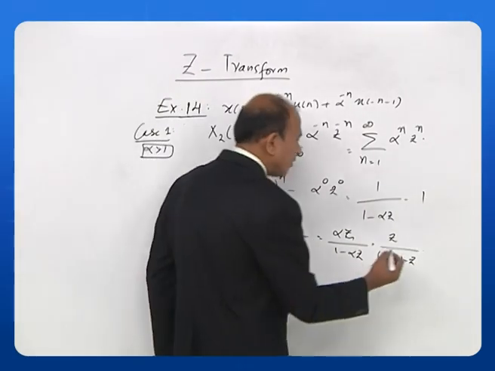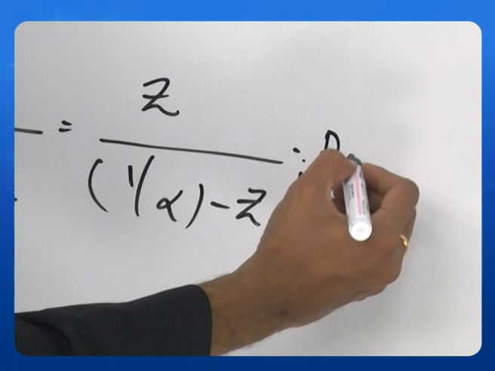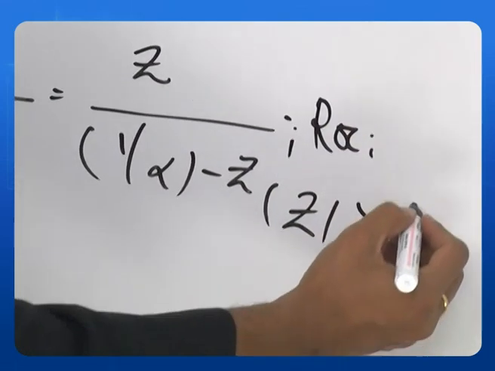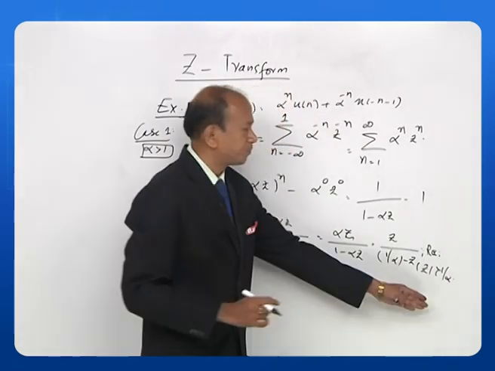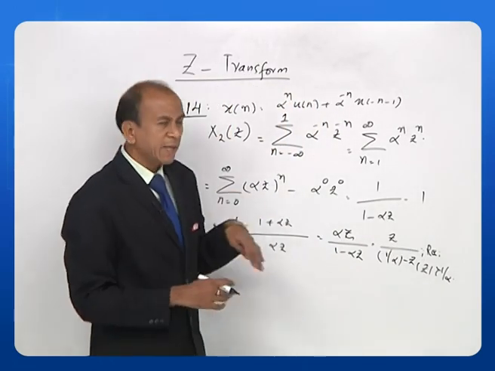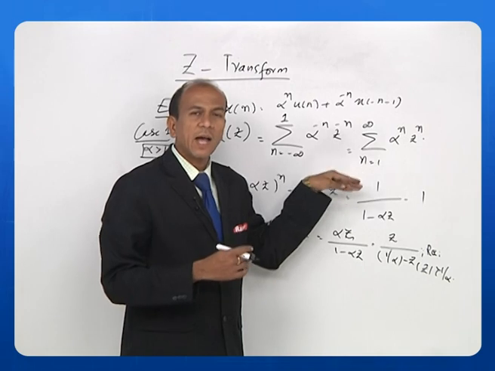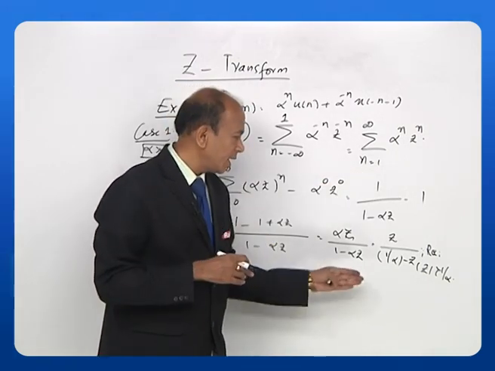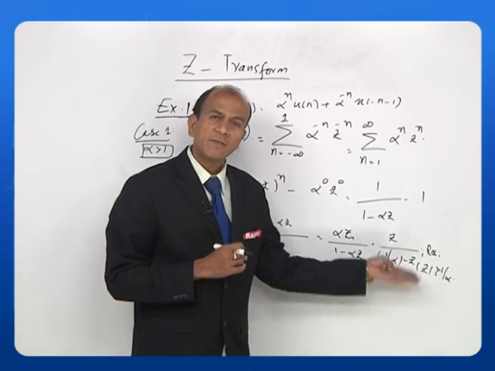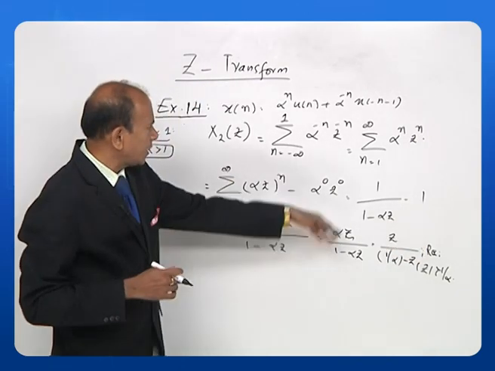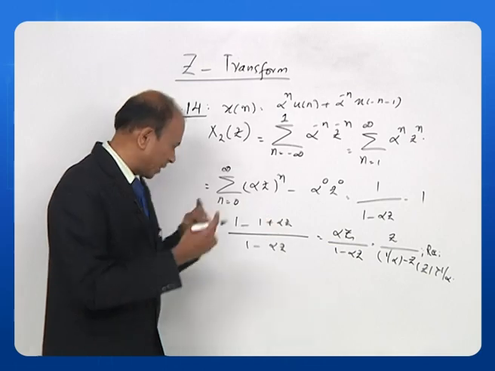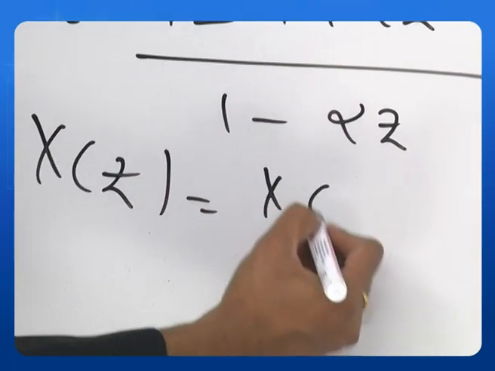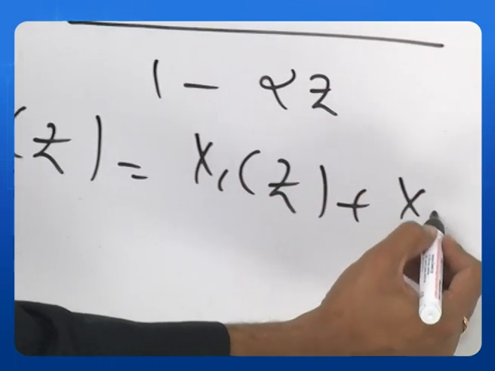So, here ROC will be |z| greater than 1 by alpha. So, in the earlier case ROC was |z| greater than alpha, and here ROC is |z| greater than 1 by alpha. Now, you can add these two terms we have got earlier so that you can get X of z. So, X of z is, you can just add them, okay, simple addition.